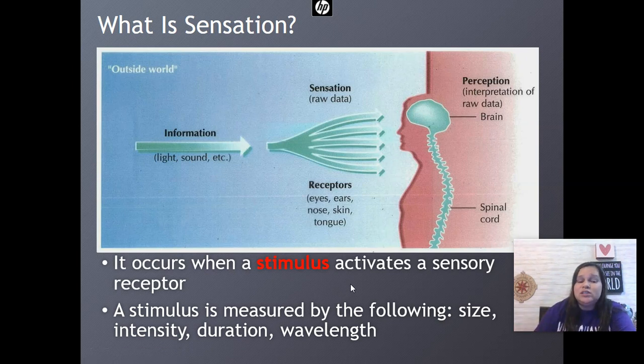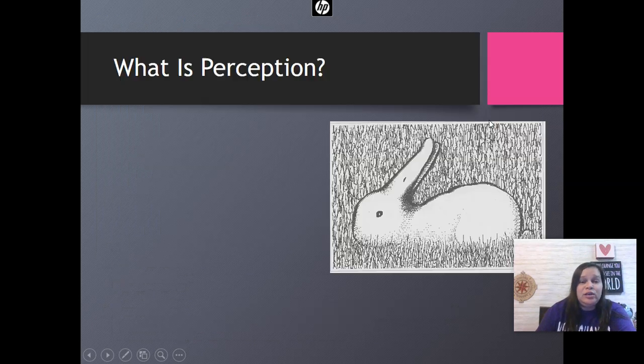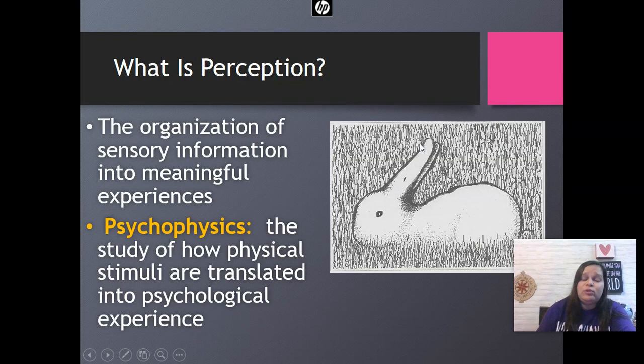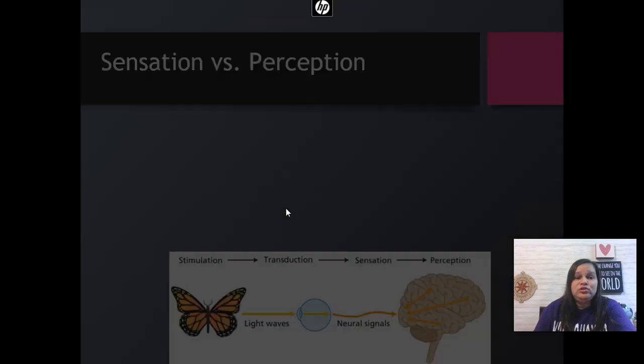We can measure it. A stimulus is measured by how intense it is, the duration of it, the wavelength, the size of it. Those signals will travel up our spinal cord via afferent neurons, and then our brain actually has to make sense out of it and interpret it. And that's where perception comes in. So, perception is the organization of the sensory information into something meaningful. Otherwise, it's all just lights and vibrations and chemicals, but we got to give meaning to it. The study of all of this is called psychophysics, how physical stimuli are translated into a psychological experience.